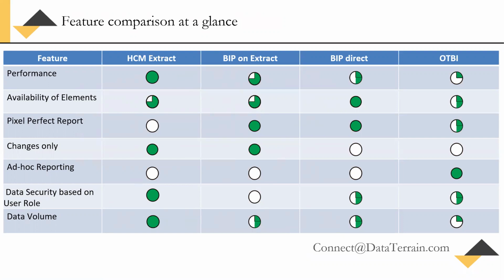If you have thousands of rows, the first preference for payroll related or employee related stuff is to go with HCM extract. And we have other BIP extract. But comparatively, HCM extract will be more flexible for data volume.